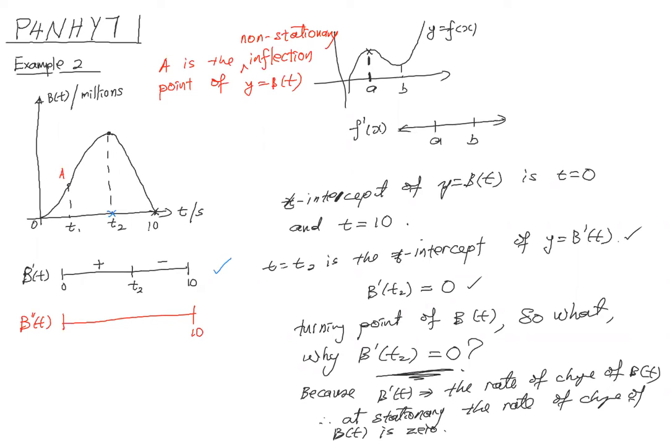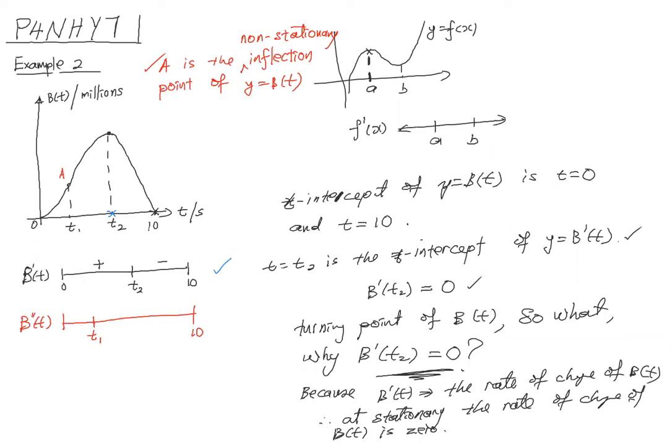Kevin? Okay, T1. Why T1, Kevin? Because it's the inflection point. Yes, so that's why I write it down there, because it is the inflection point of B prime t. Good.